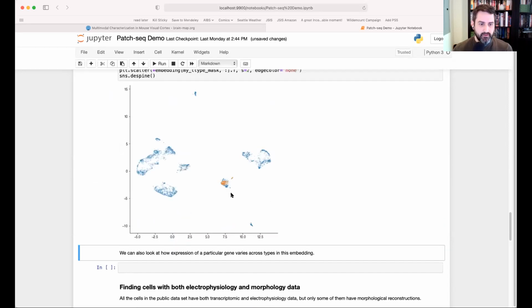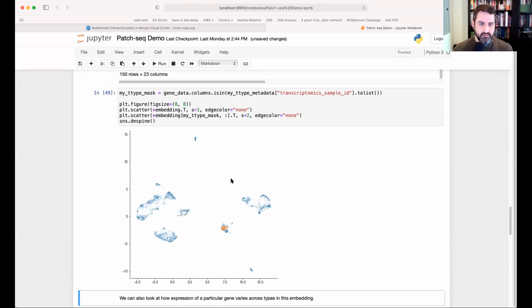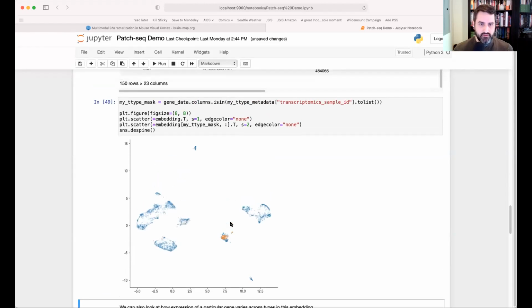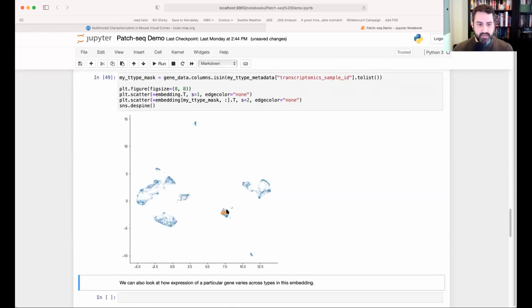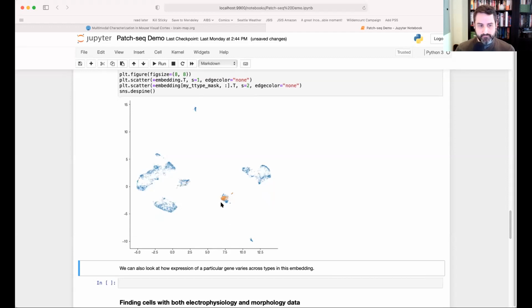And so again, we have our whole map here, and then the cells in orange are those cells that belong to that particular LAMP5 T-type. And you can see they are mostly confined to this particular region of the UMAP plot.